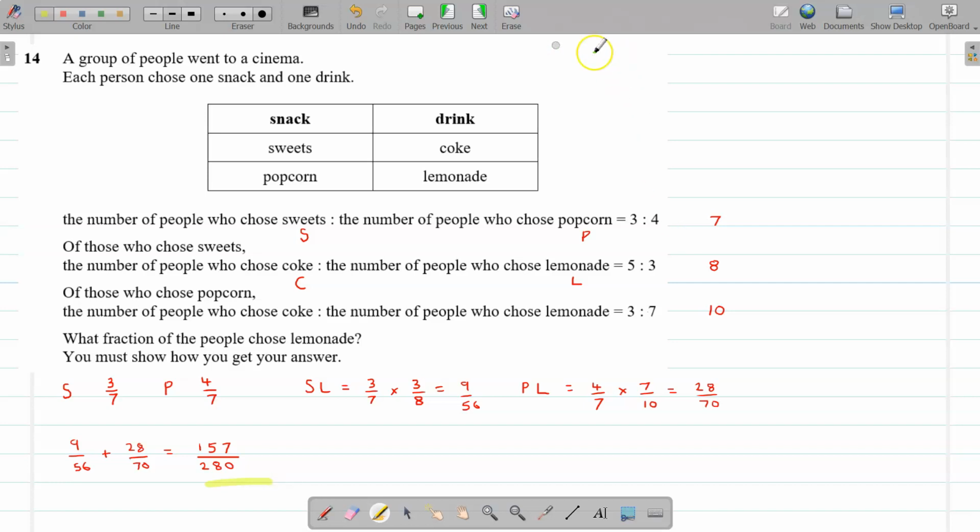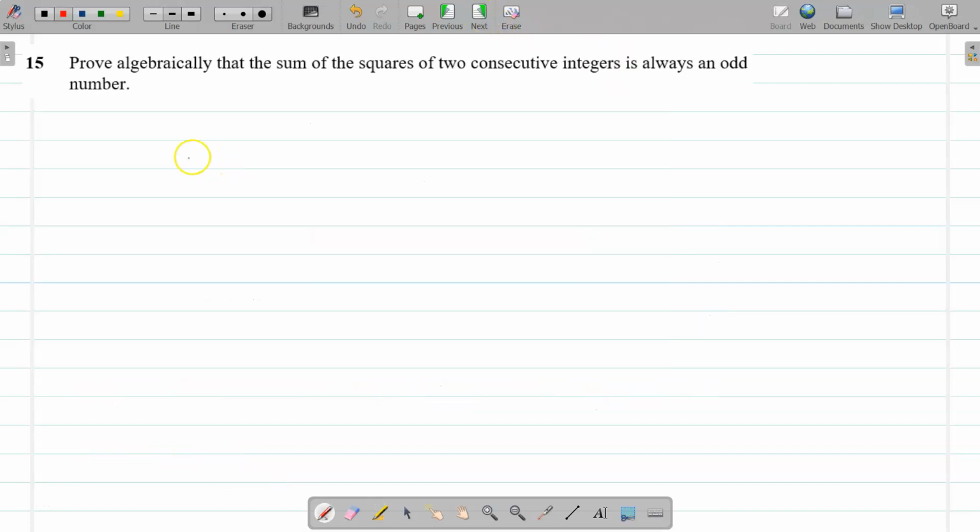Okay, next question. Okay, in this question we have to prove algebraically that the sum of the squares of 2 consecutive integers is always an odd number. Okay, now this is not too difficult. The thing not to do here is to just give examples with different numbers. That will never get you any marks because it says prove algebraically.